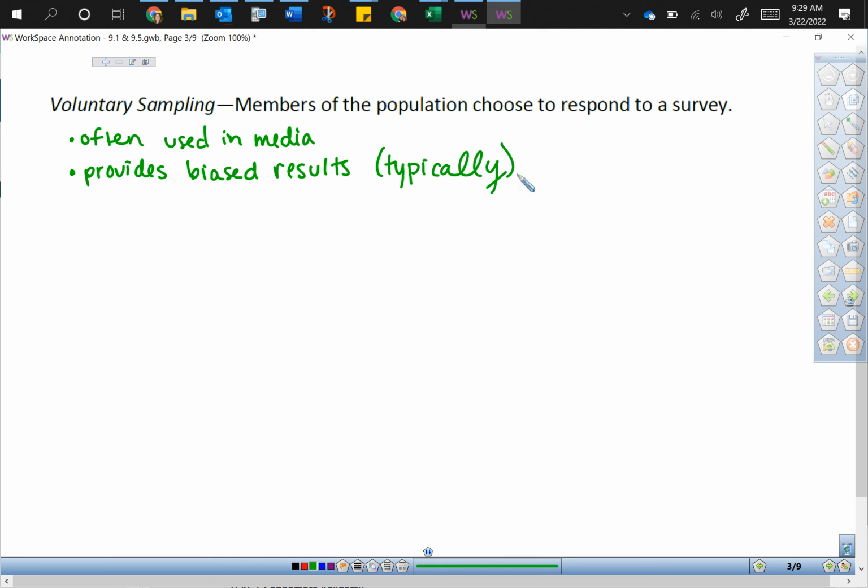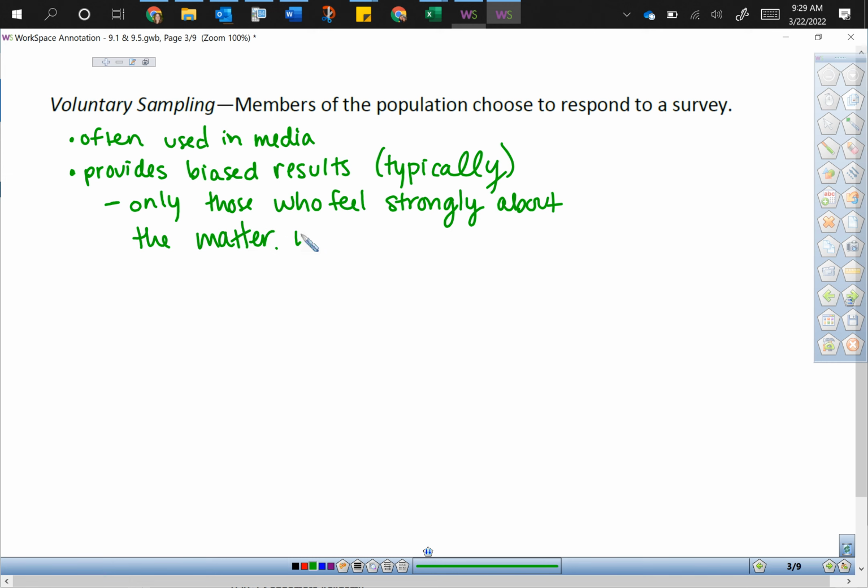Why do you think it typically provides biased results? Yeah, only the people that are going to respond are the people that really want to be heard. So only those who feel strongly about the matter will respond. I want you to think about that. This is often used in media. You'll see it all the time.